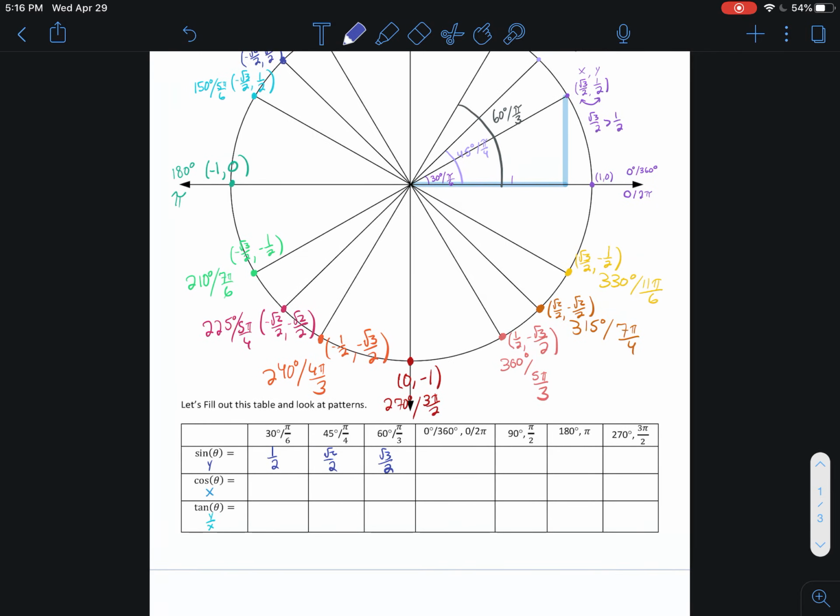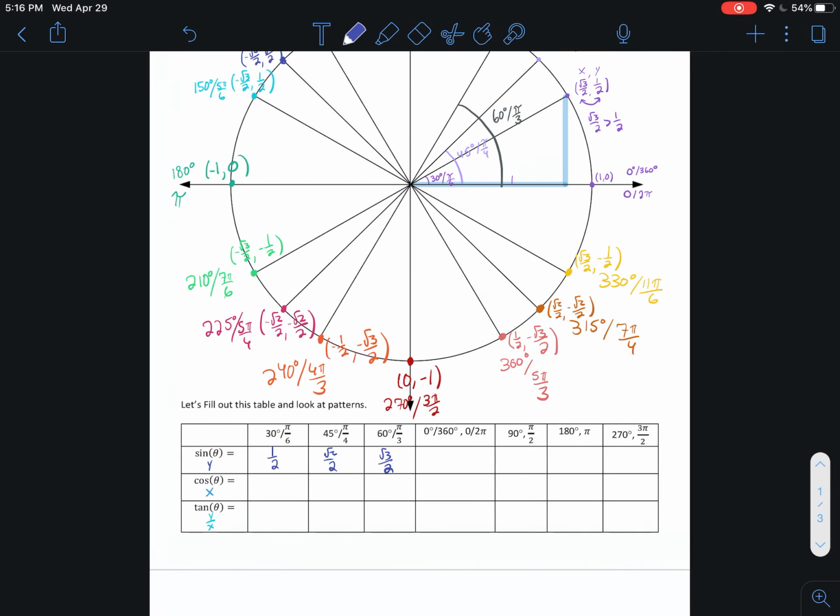The y value, or the sine, of 0 degrees, or 0 radians, is going to be 0. The sine of 90 degrees is going to be 1. The sine of 180 degrees, again, is going to be 0. And then the sine of 270 degrees is going to be negative 1. Okay, now going through all the x values.